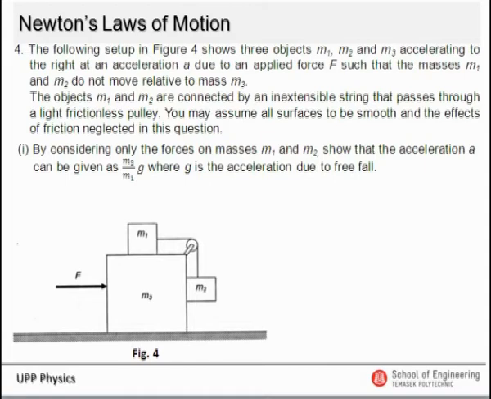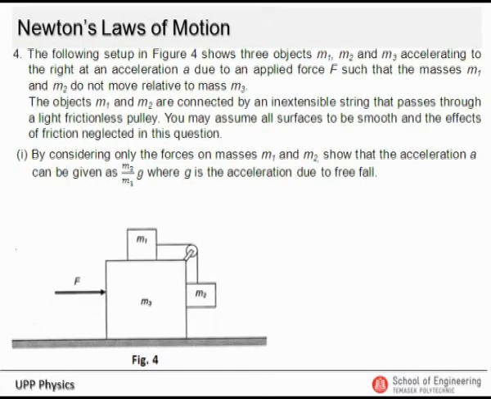Part 1 asks us to consider only the forces on masses M1 and M2 to show that the acceleration A can be given as a ratio M2 over M1 times g, where g is the acceleration due to free fall.